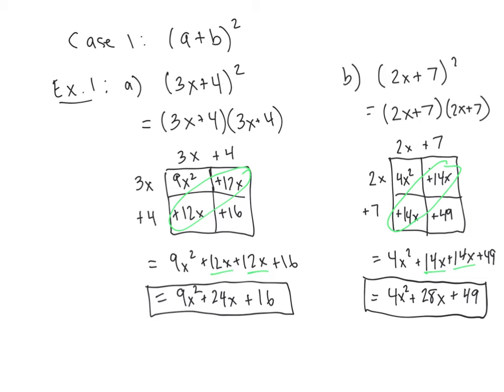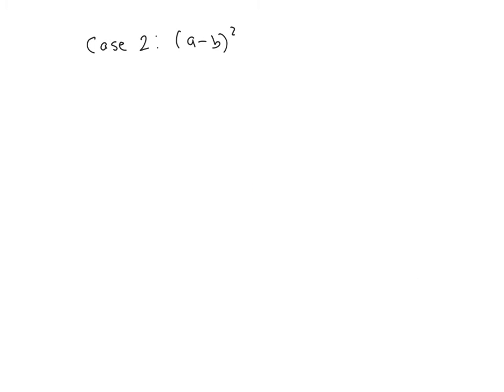We're going to try our second special case on the next screen. All right, so we're going to look at case 2 here, and it's a minus b squared. So an example of that would be something like 3x minus 5 squared.